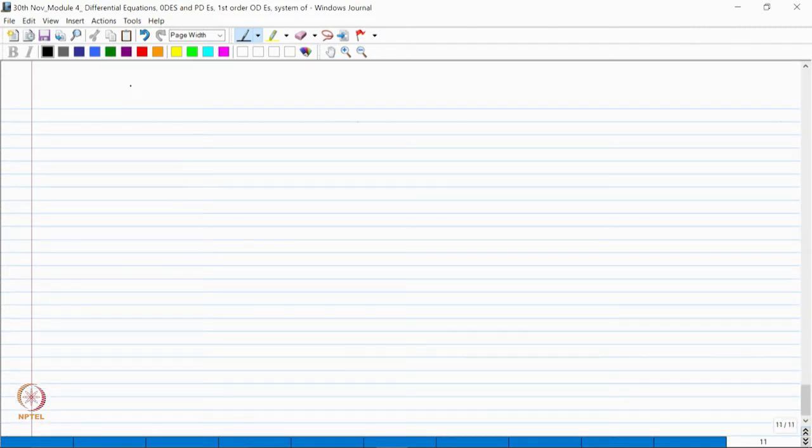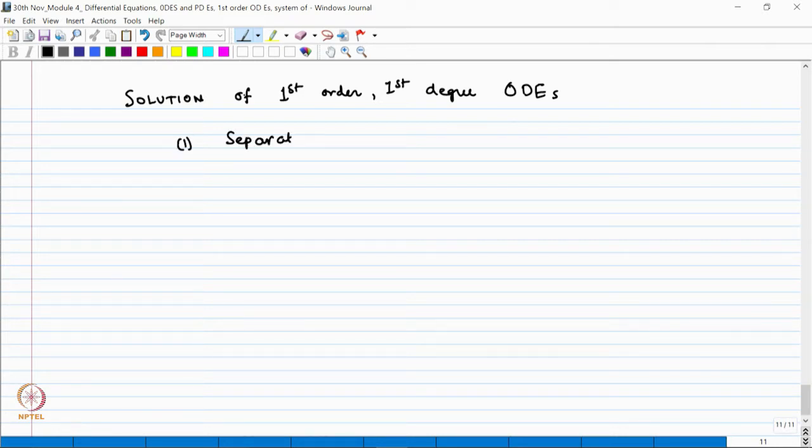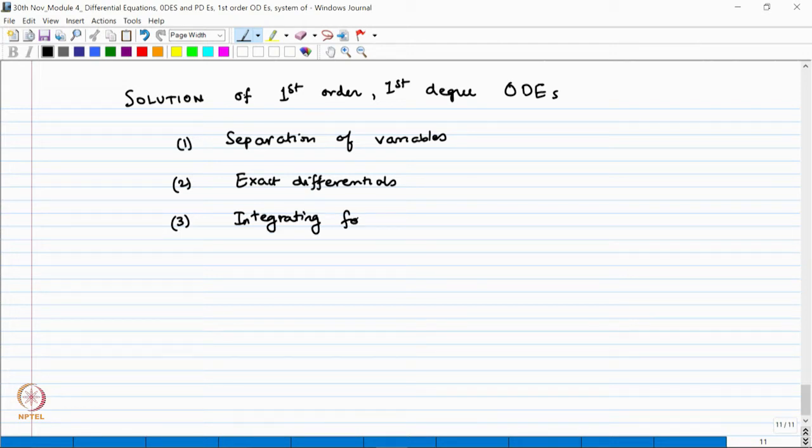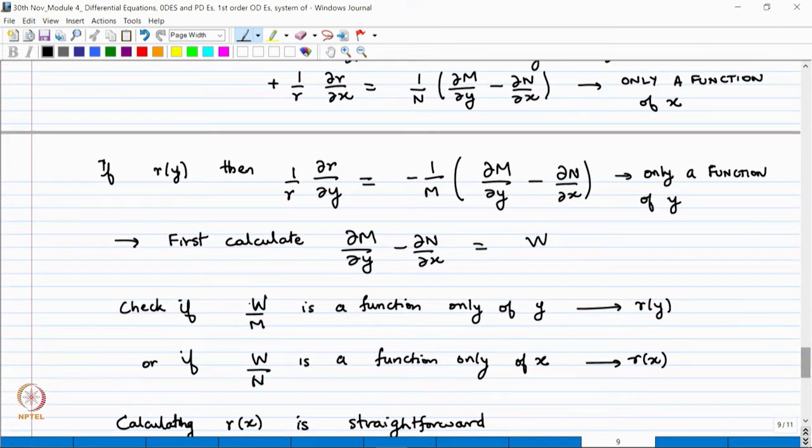Just to conclude, the solution of first order first degree ODEs. The first step is separation of variables. That is the first thing you should try. Then the second step is you look for exact differentials, and if that does not work out, look for integrating factors. So this is a general method. Now in case you do not get an integrating factor, in case both these conditions are not satisfied, then there is no simple way to solve it.